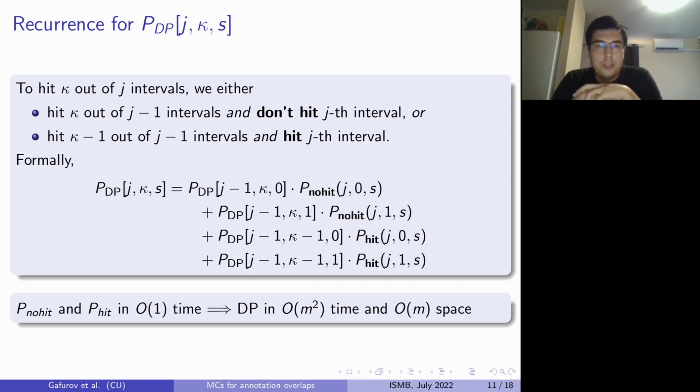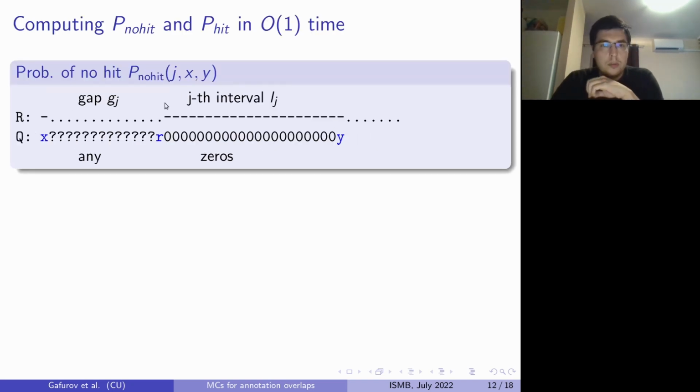And the main observation here is that if we are able to compute the probability of hitting or not hitting the jth interval in constant time, then our dynamic programming could be solved in O(m squared) time and O(m) space. So let's talk about the probability of not hitting the jth interval. The probability of not hitting for j, x, and y means that we are interested in the probability of starting at state x, generating states up until the end of the jth interval, finishing at state y, and not hitting the jth interval.